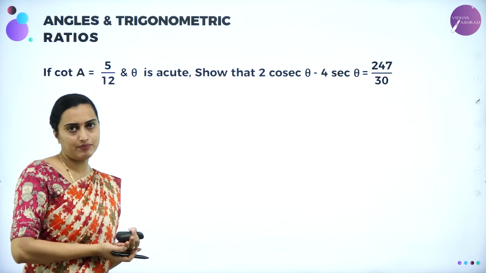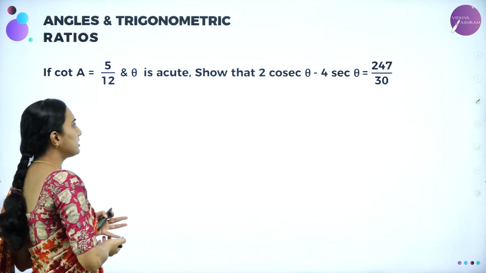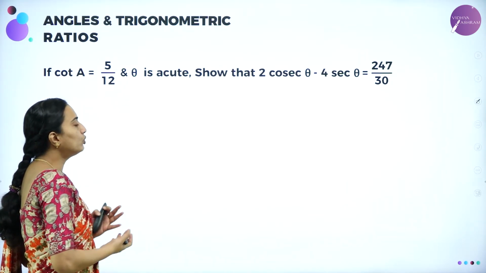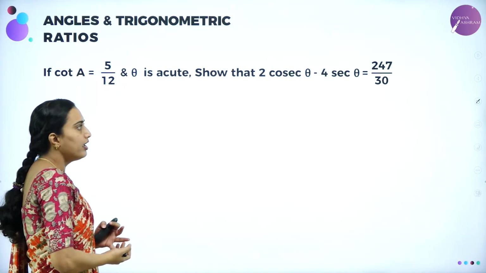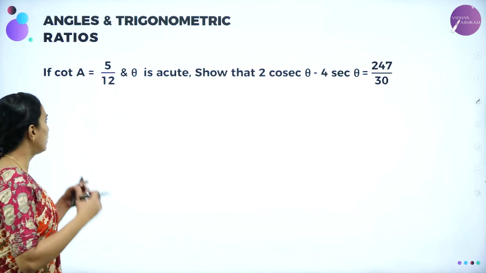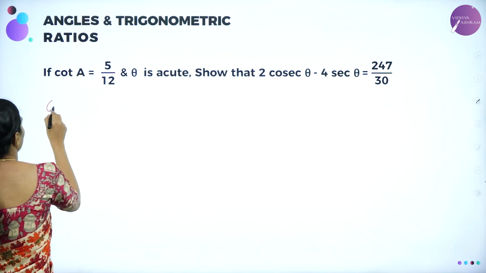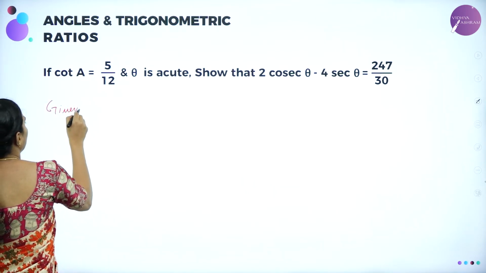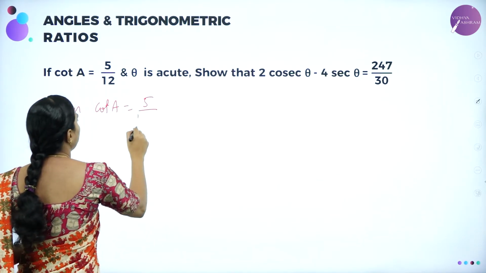What they have asked here: if cot A is equal to 5 by 12 and theta is acute, show that 2 cosecant theta minus 4 secant theta is equal to 247 divided by 30. So here they have given cot A is equal to 5 divided by 12.